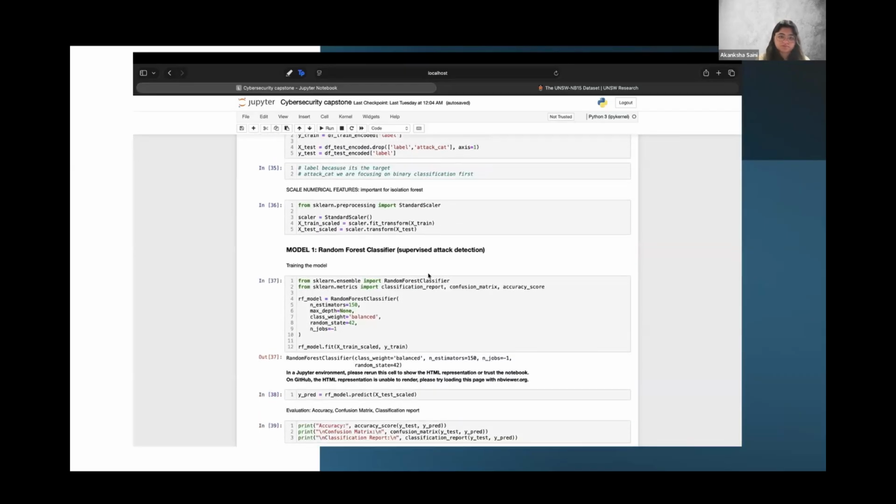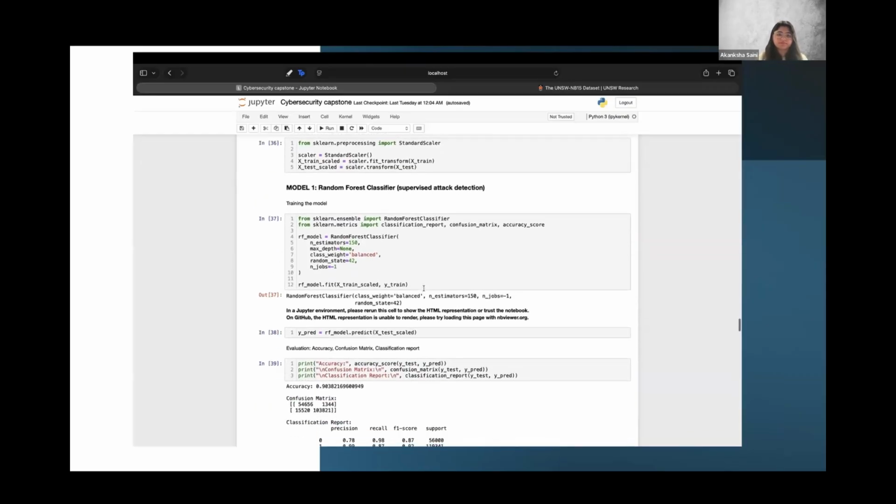So now we enter into the training phase, where I implemented a dual model architecture. The first model here is the random forest classifier, which is a supervised model. We chose this because it handles this tabular security data really well. It is robust to noise and avoids overfitting. And it also handles the non-linear relationships between features really well.